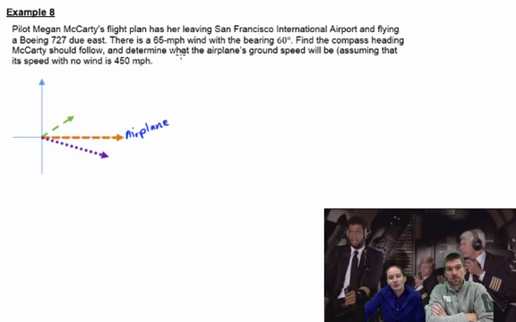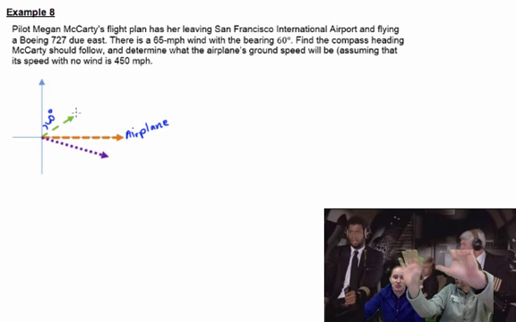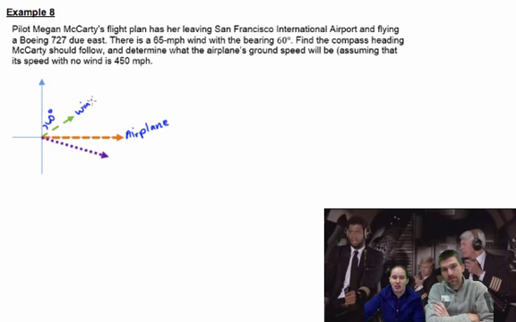There is a 65 mile per hour wind. That's a pretty hefty wind. That's a big wind with a bearing of 60 degrees. So this is our wind vector. I had him drawn, but I didn't have him labeled. Find the compass heading that she should follow and determine what the airplane's ground speed will be, assuming that its speed with no wind is 450 miles per hour.